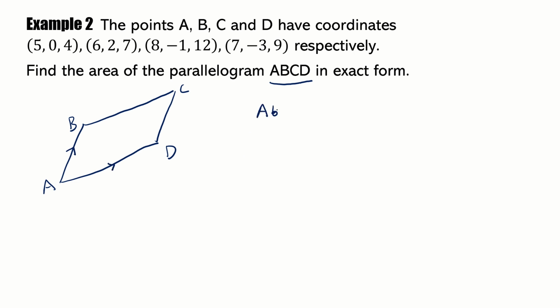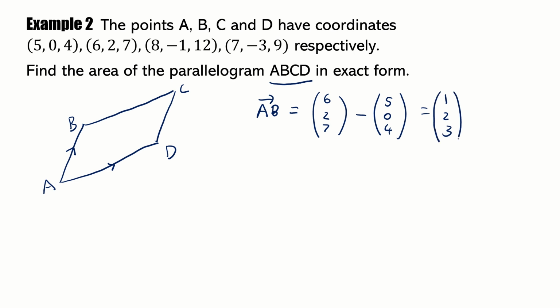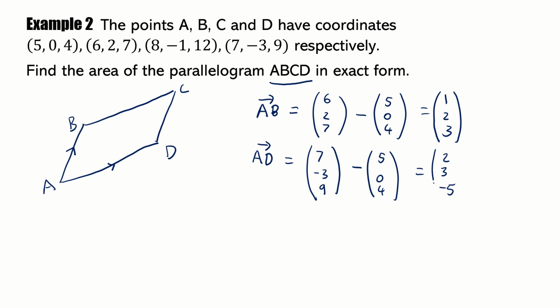So AB as a vector, well, once again we've just got to subtract the position vectors the right way around. So that would be the position vector of B, take away the position vector of A. So that would be that, which conveniently comes to (1, 2, 3), almost as if I designed this example to do that. And then we've got the other vector we're trying to find, AD, and therefore I am going to do the position vector of D, take away the position vector of A. And if you work that out, that will come to (2, 3, -5).